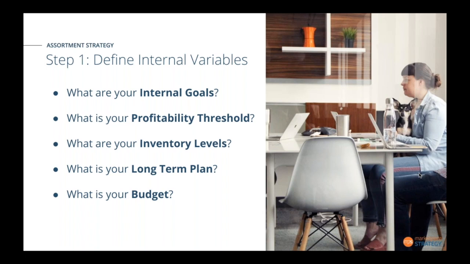The next piece is defining a long-term plan. And this is a little bit more product or category specific. So if your goal is to discontinue an item in the next 12 months, it may not make sense to align a larger amount of budget with that product. I think that's a really important thing to understand, and it goes along with the next piece of defining a high-level budget.